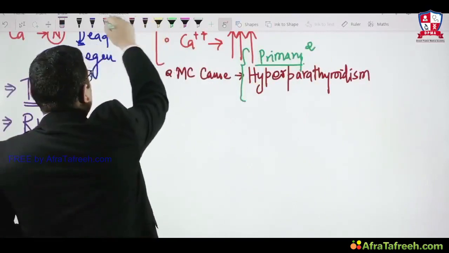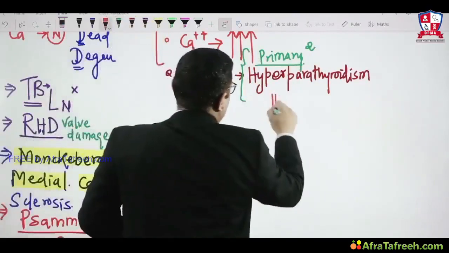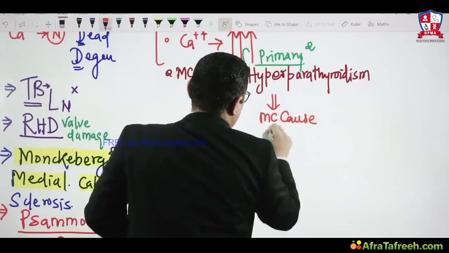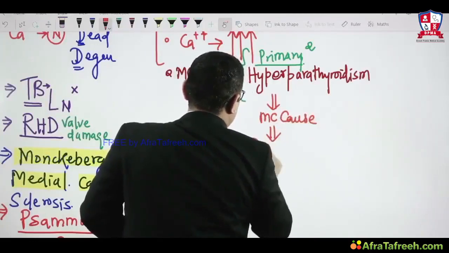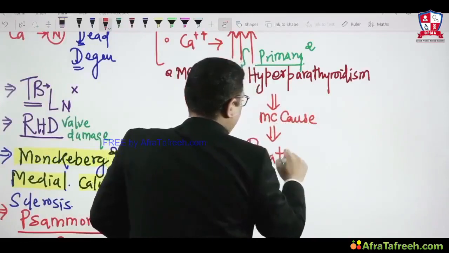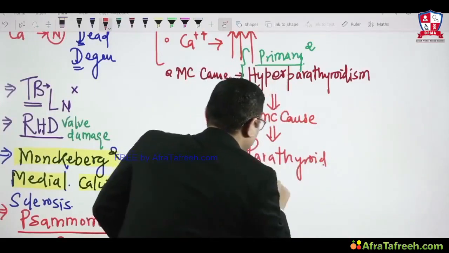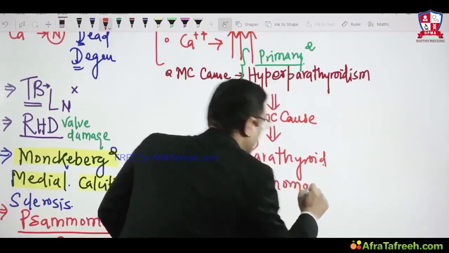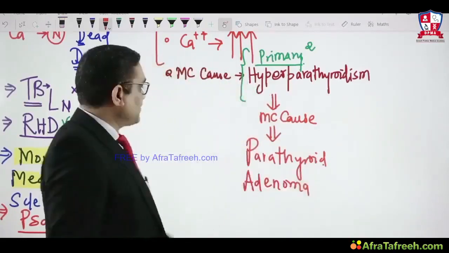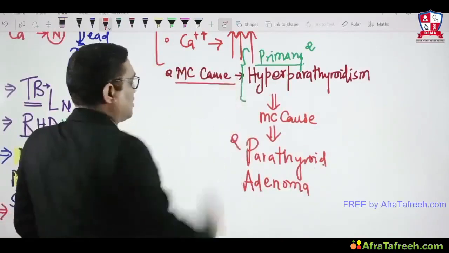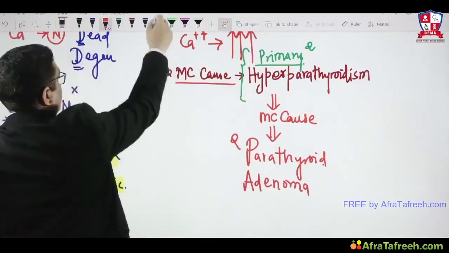What is the most common cause of primary hyperparathyroidism? Your answer should be parathyroid adenoma. So parathyroid adenoma is the most common cause, and that was the question in DNB and All India exam, right? So parathyroid adenoma.